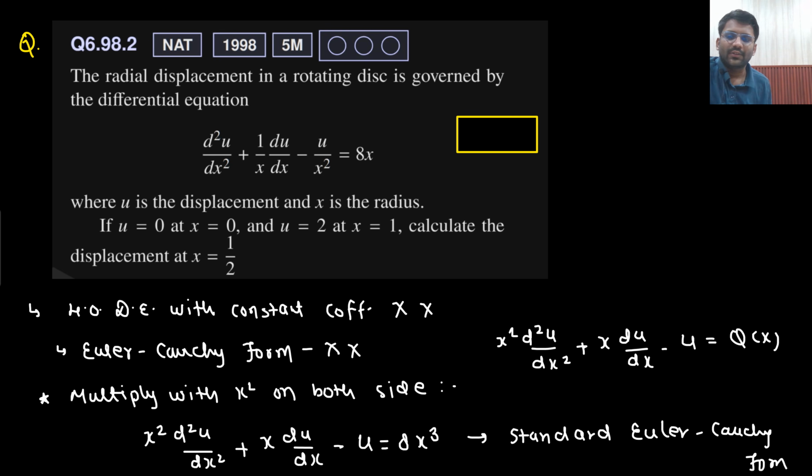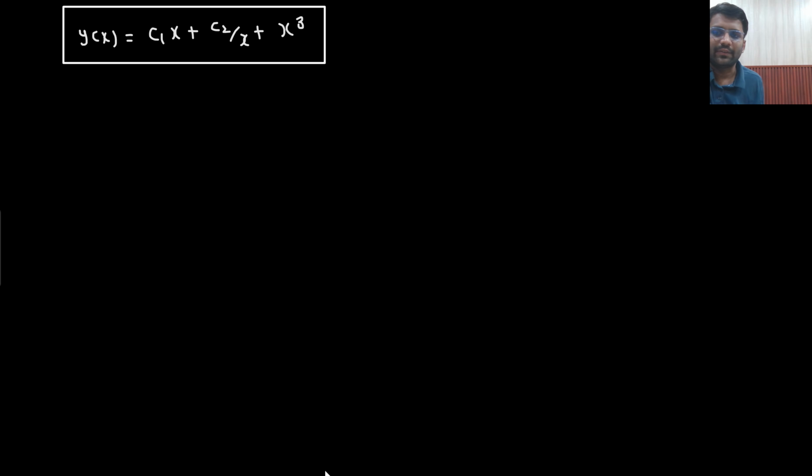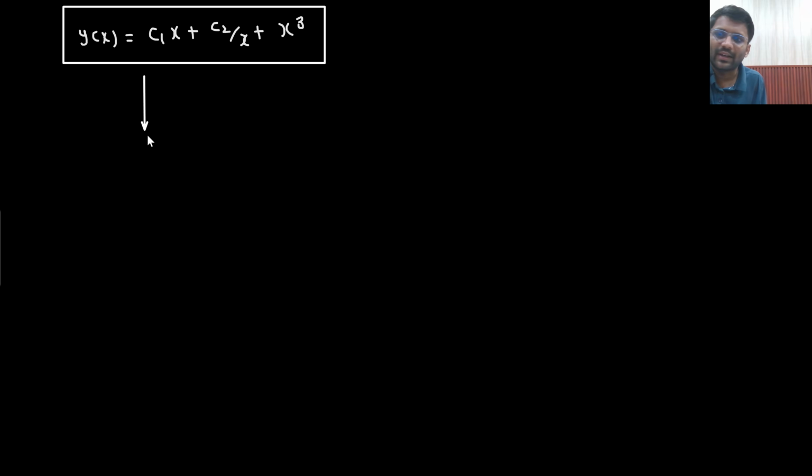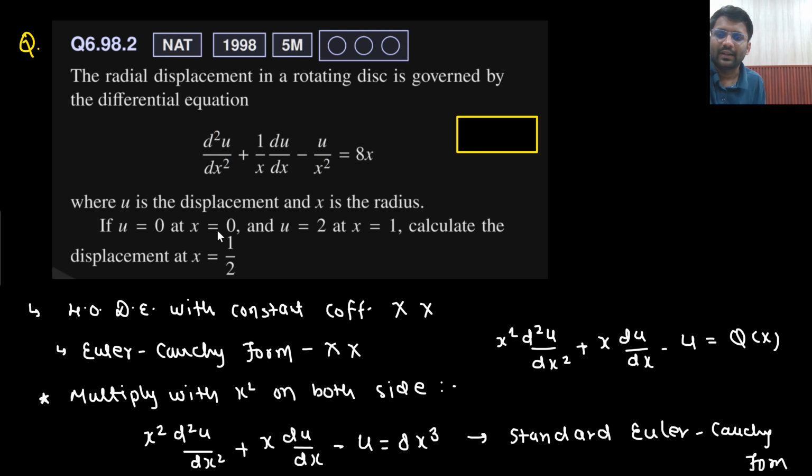Now, what they are saying: at x equals to 0, the value of u is 0. It is not y, it is u actually. The variable is u, so it is u as a function of x. So at x equals to 0, the value of u is 0. This is what they are saying.